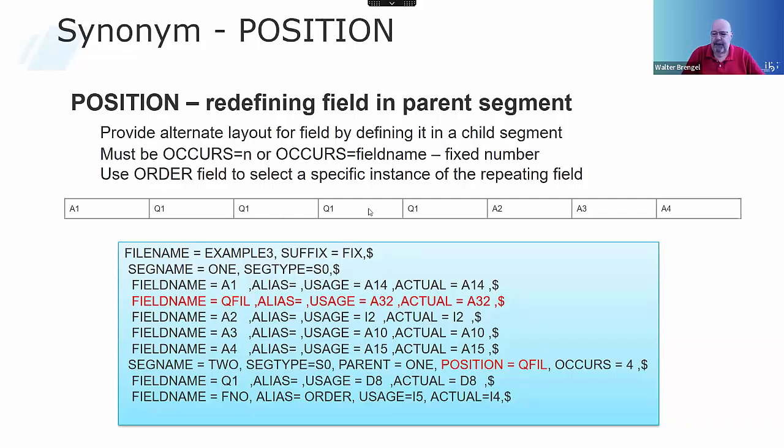In order then to get each individual value, we create a secondary segment, segment 2, that has a seg type of S0, parent 1, and we're looking at position of QFill. So basically what I'm doing is I'm taking those 32 characters and I'm redefining them into sets of 4. So that way now I have Q1 4 times. So Q1 is each 8 characters, or 8 bytes in this case. So 8 times 4 is 32, and it takes up the entire queue field location area for the position.